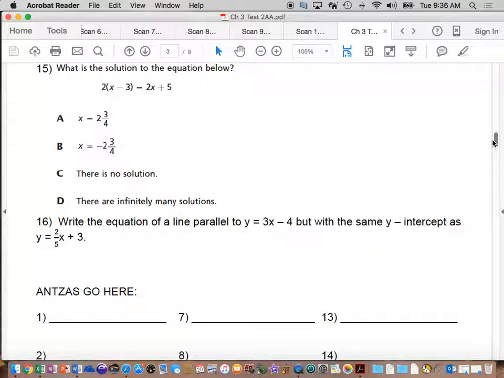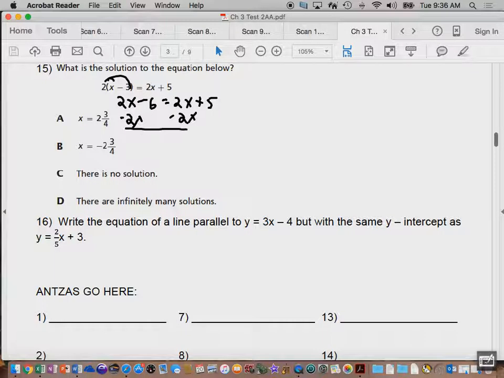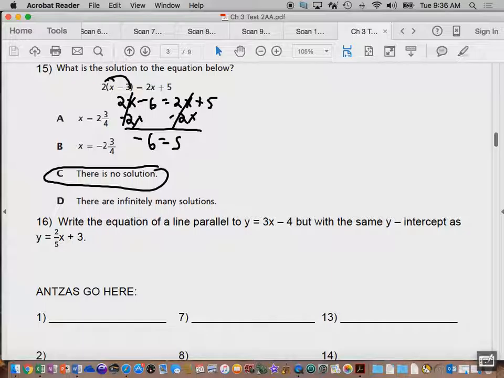What's the solution to the equation below? Well, let's do a little bit of distributing here. I get 2x minus 6 equals 2x plus 5. I subtract 2x from both sides. Hey, wait a minute, this is getting weird. Does negative 6 ever equal 5? No. If negative 6 never equals 5, then that means there's never an answer. Choice C is correct. Number 16.